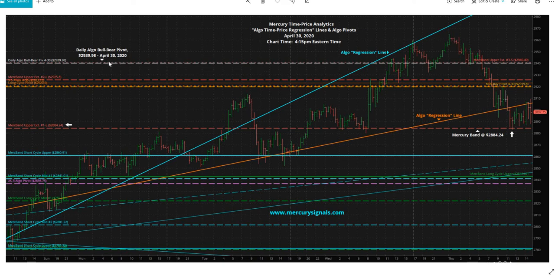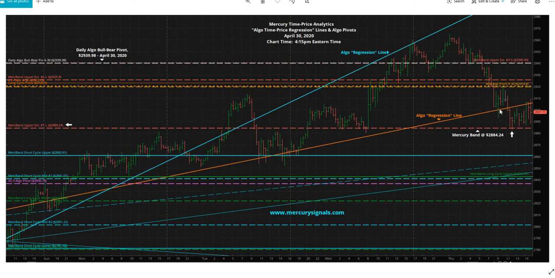This is our daily bull bear pivot. This is generated 90 minutes before the open. So you know 90 minutes before the open where the single most important price of the day is. And today it was 29.39.98. Well, once it broke that, it never looked back.